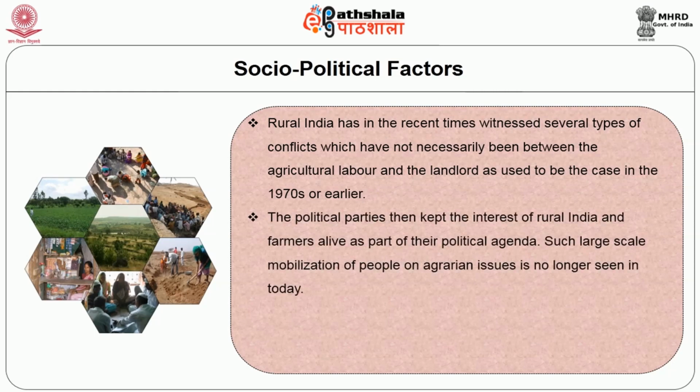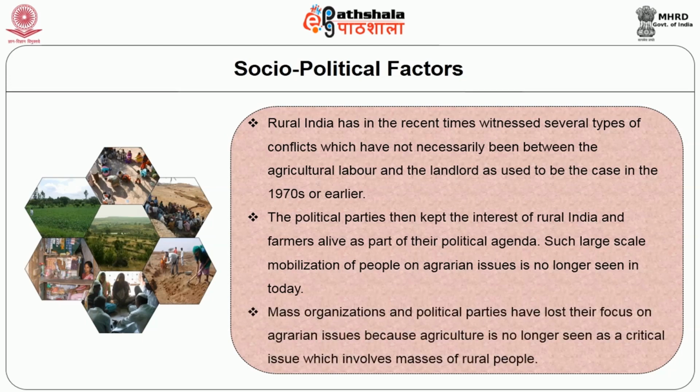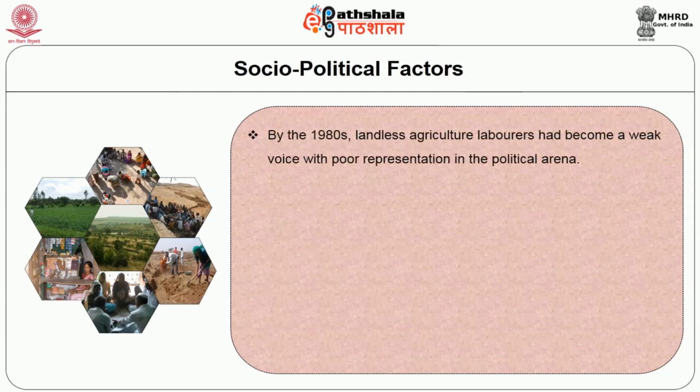The political parties then kept the interest of rural India and the farmers alive as part of the political agenda. Since large-scale mobilization of people on agrarian issues is no longer seen today, mass organizations and political parties have lost their focus on agrarian issues, because agriculture is no longer seen as a critical issue which involves masses of rural people. By the 1980s, landless agricultural laborers had become a weak voice with poor representation in the political arena.